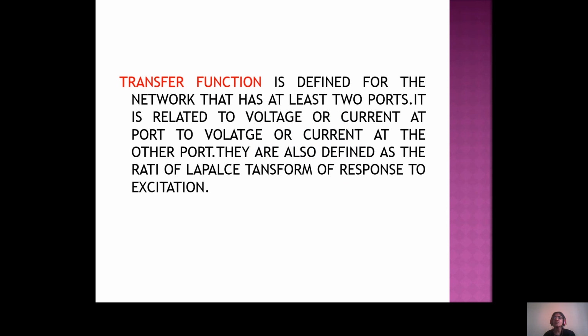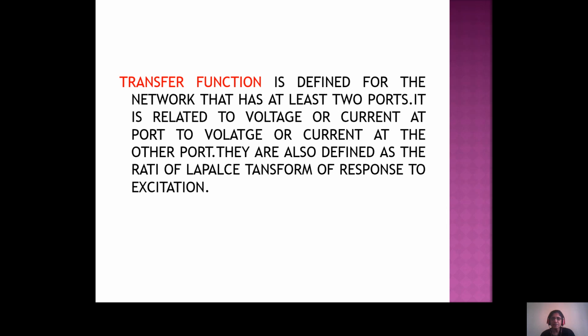Same thing, transfer function. Driving means you have to consider either the input port or the output port; both quantities must be related to the input port, or both to the output port. Transfer means the voltage of the input port and the current of the output port, or the current of the input port and the voltage of the output port. That will be called the transfer function.